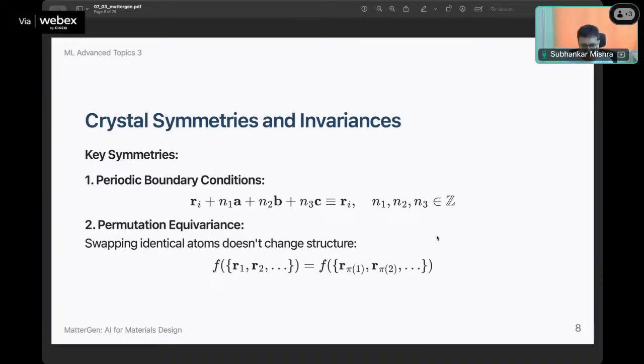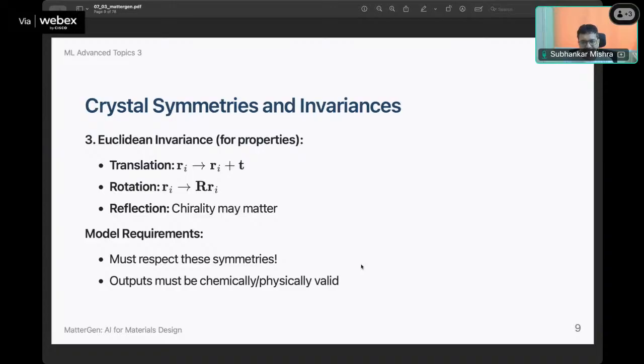So then the second is permutation equivariance. Swapping identical items should not change the physical meaning of the structure, right? So this is periodic boundary condition, permutation equivariance. Then there is Euclid invariance. So this means rotating the entire crystal should not change its properties, right? Scalar properties like energy, let's say. So our generative model has to basically satisfy all these symmetries, and outputs must be physically and chemically valid.